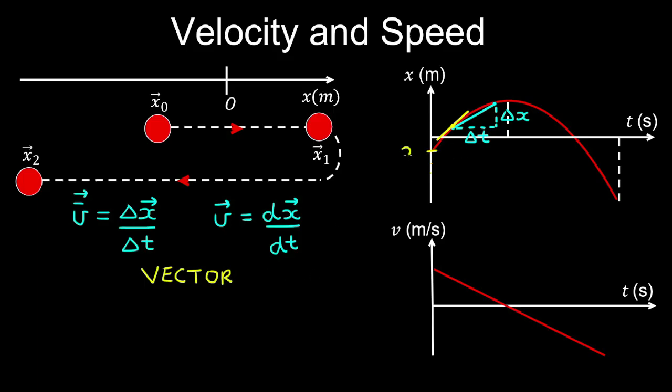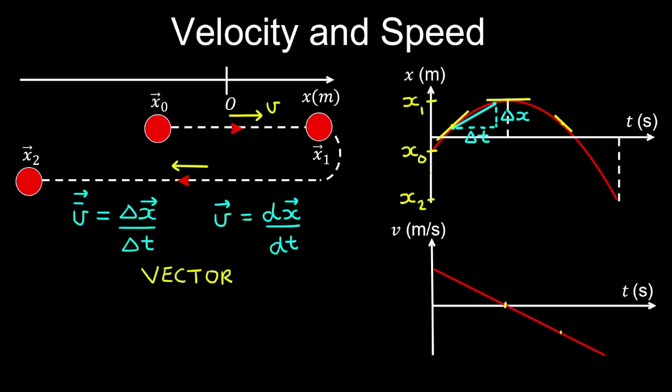So when the particle travels from x0 to x1, we can see that the velocity is positive. And at x1, the particle changes direction. So the velocity becomes 0, which is also the slope of the tangent to the position time curve. And from x1 to x2, the slope of the tangent to the curve is negative, meaning that the velocity is negative and the particle is travelling to the left.